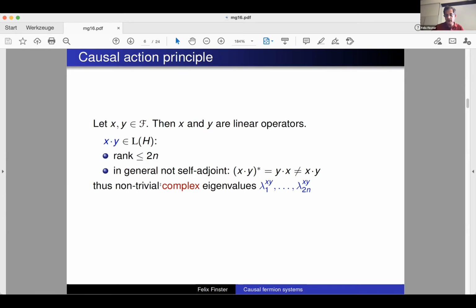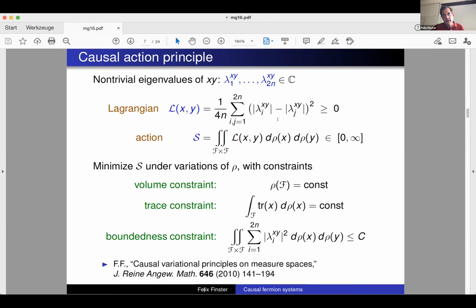Well, and then we form a Lagrangian by taking the absolute values of these complex numbers, taking their differences, taking the square, summing over all the eigenvalues. So this gives us a non-negative number, which depends on the pair of operators x and y. Now, this is our Lagrangian. We integrate this with respect to the measure, and this gives us a non-negative number, the action.